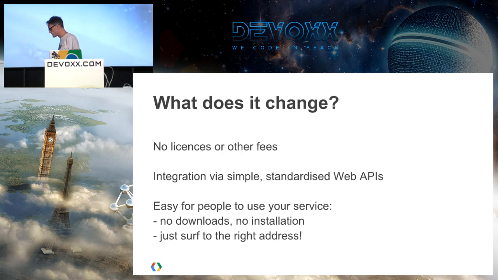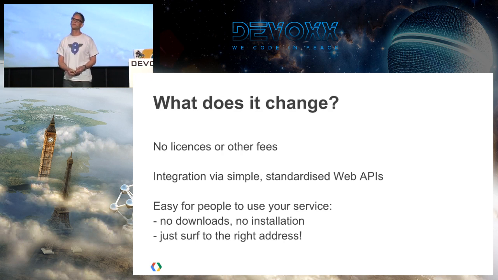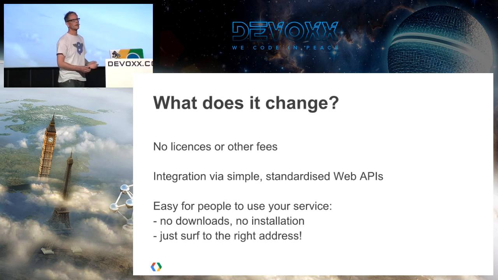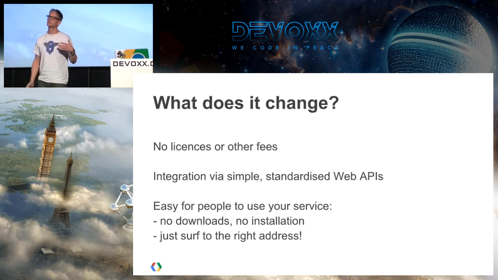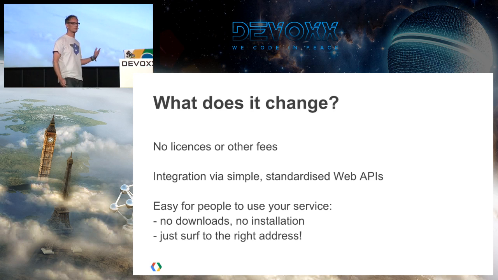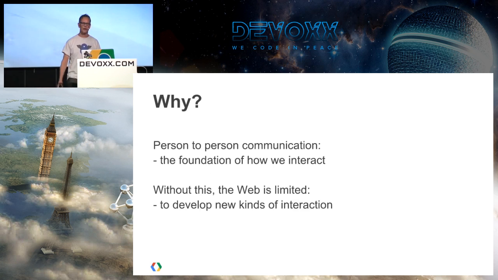Because it's an open source project, freely available, there are no license fees for the developer, no license fees for the user. It's really straightforward to integrate WebRTC into your app. It's just another set of APIs. And of course, it's easier for people to use your service because they don't need to download any extra stuff. They just need to go to the address or install the web app that you've made.